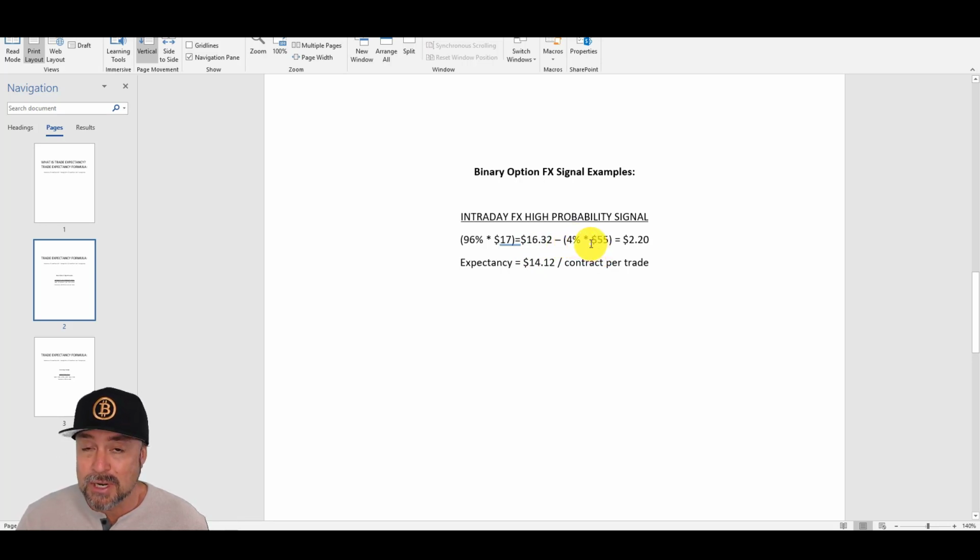Now because the structure of these trades is a little deep in the money, the losers are actually a lot higher than the winners. But we only lose 4% of the time. It's built into the system. So that means that we actually lose $2.20 per loss. So the expectancy would be $16.32 minus $2.20. So every time we enter a Forex trade in our high probability system, we expect to make $14.12 per contract per trade.